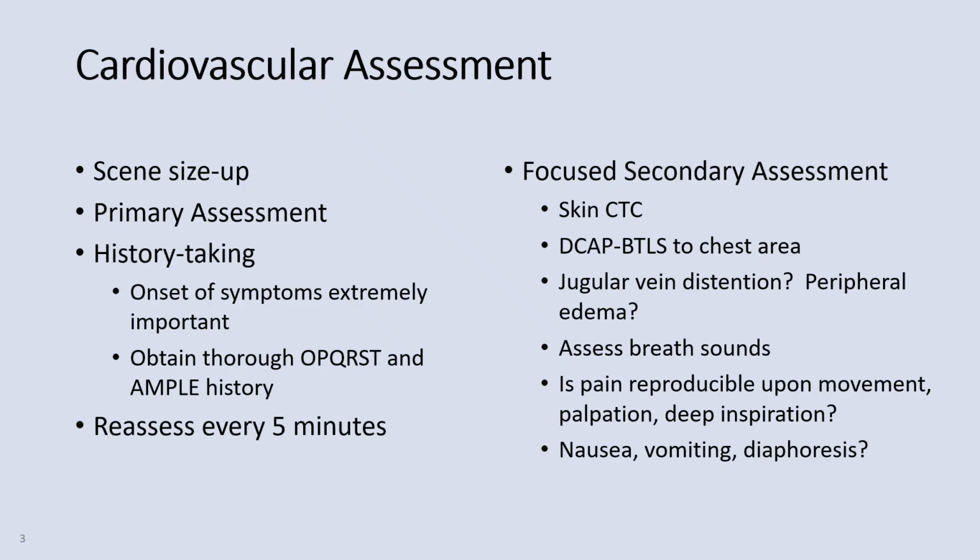When completing a secondary assessment on a conscious patient you believe is experiencing a cardiac emergency, we want to be sure to recheck their skin color, temperature, and condition. Many patients experiencing a cardiac emergency will present with pale, cool, and moist skin. Checking DCAP-BTLS of the chest area reminds us to look for any type of injury that could be causing the patient's symptoms. As we will learn later in this module, jugular vein distension and swelling to the feet and ankle area would indicate the patient is experiencing congestive heart failure.